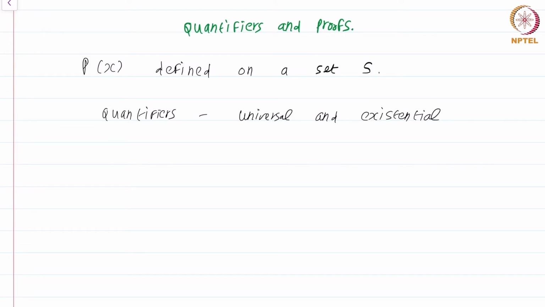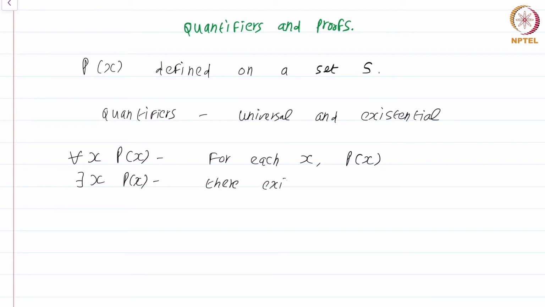The universal quantifier is a statement of the type for each x, p of x. So this is to be read as for each x, p of x. And the existential quantifier is written like this: there exists x, p of x. Since the underlying set S is clear, we are ignoring that in the notation. If you are going to be 100% precise, you must write for all x in S, p of x, there exists x in S, p of x.